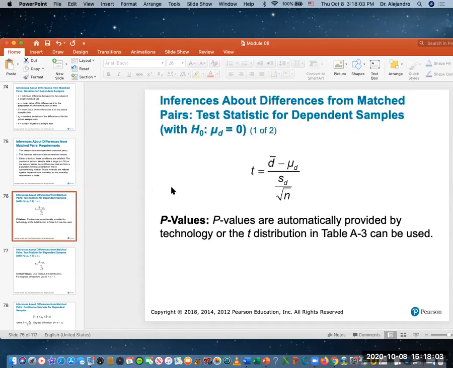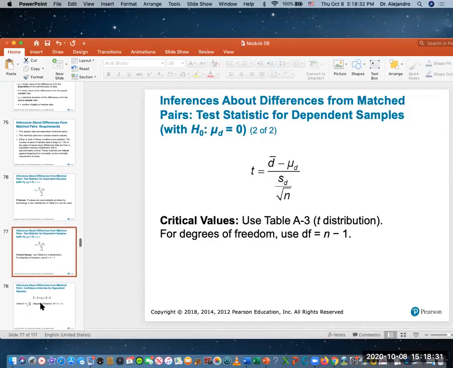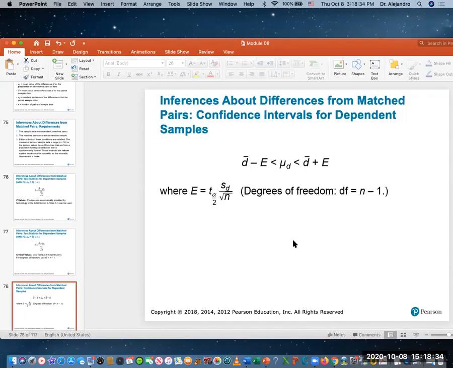These methods are robust against departure from normality, so the normality requirement is loose here. Now, this is the test statistic for dependent samples. P-values are provided automatically using technology, mainly a graphing calculator. And we are going to be using Table A-3 again for the Student t distribution. For Table A-3, make sure we use n minus 1 degrees of freedom. And the confidence interval is going to be d bar plus or minus E, and this is the formula to find the margin of error.